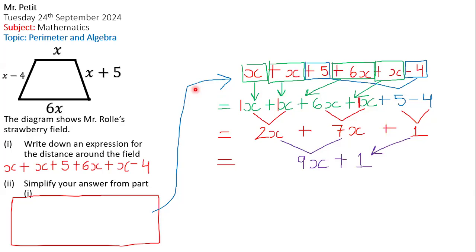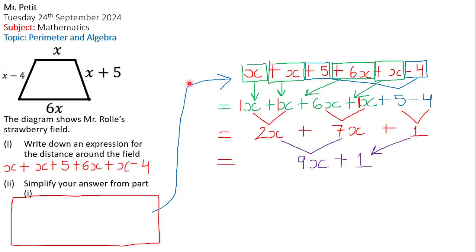Go ahead, Kenan. I understand it, but I was wondering if it's okay, I did it a different way but still got the same answer. I ordered mine a little differently. I put x plus x plus x plus 6x plus 5 minus 4. Yeah, it's the same thing.